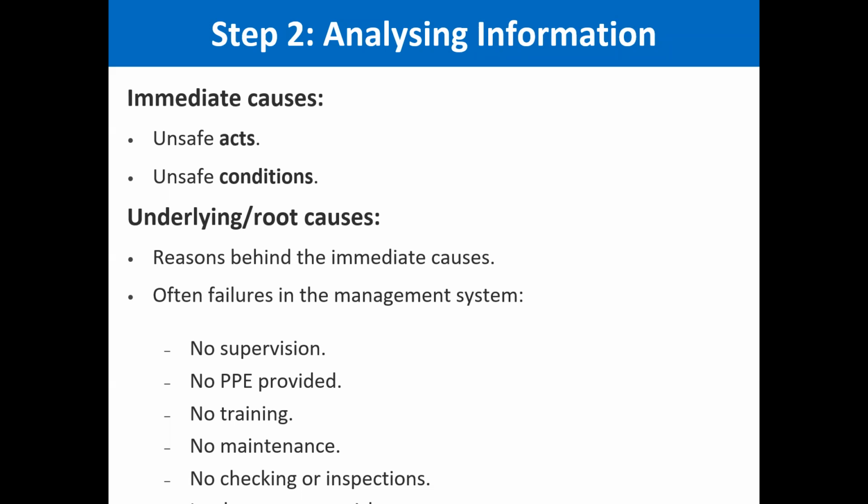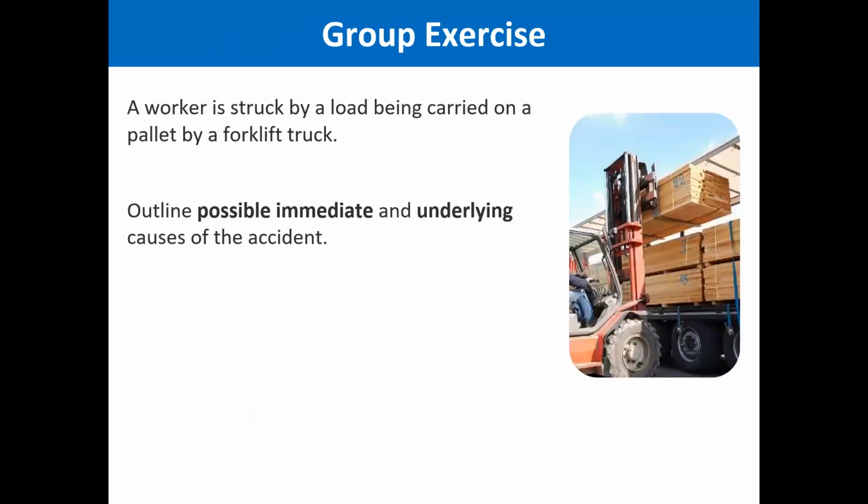Then there are underlying causes. Underlying causes are the reasons behind those immediate causes. What was the reason that the unsafe act or the unsafe condition was taking place? Usually these are failures in the management system. For example, there is no supervision, no PPE is provided, there is no training, inadequate maintenance, lack of inspections, etc. All these are underlying or system causes.